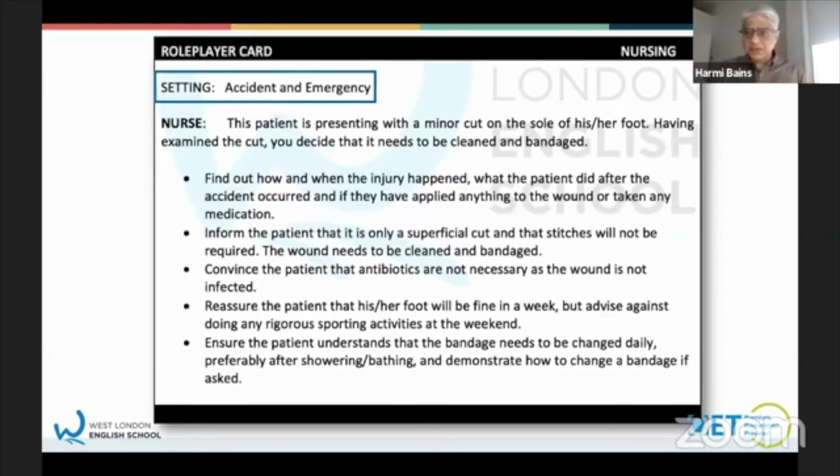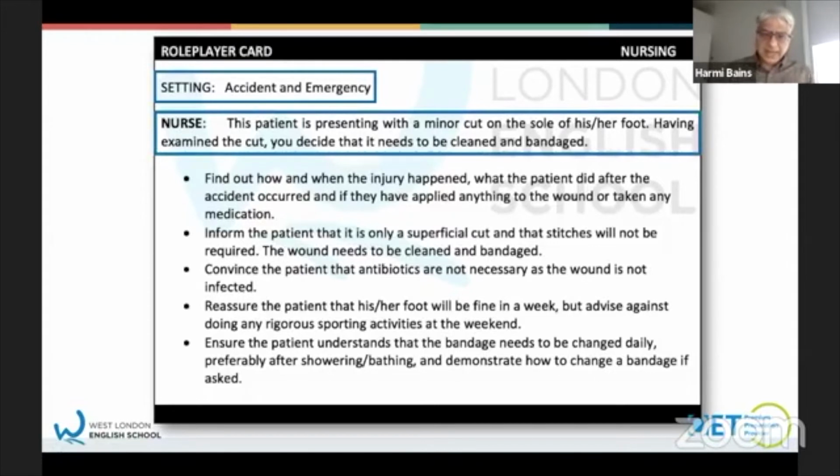The setting, of course, one of the first things you want to do, this is in A&E, accident and emergency. You've got a little bit of context here. This says the patient is presenting with a minor cut on the sole of his or her foot. Having examined the cut, you decide that it needs to be cleaned and bandaged. It's really important you read this context clearly, because it gives you some information. With this particular task, it doesn't actually tell you a great deal about the patient. You don't know if the patient is anxious. You don't really know if the patient needs a lot of reassurance, or if the patient is stressed.